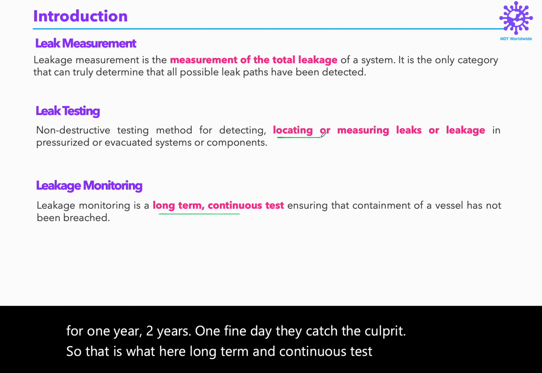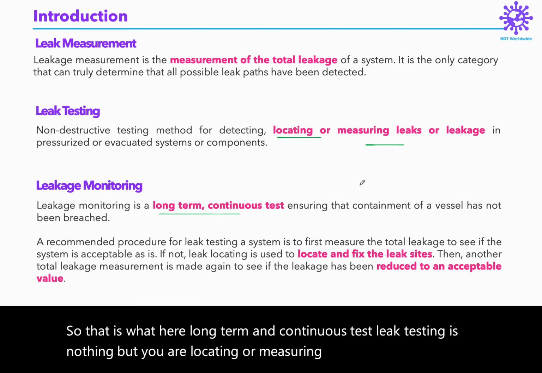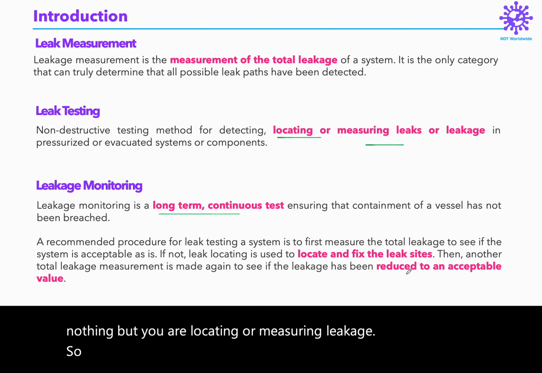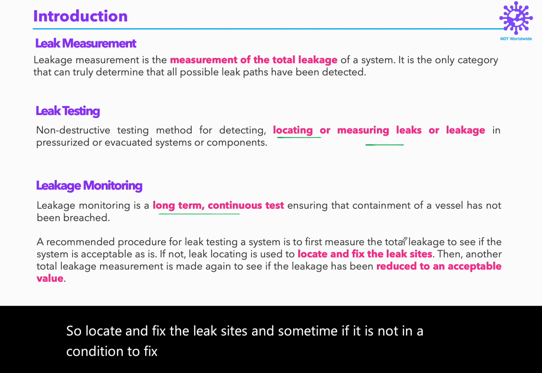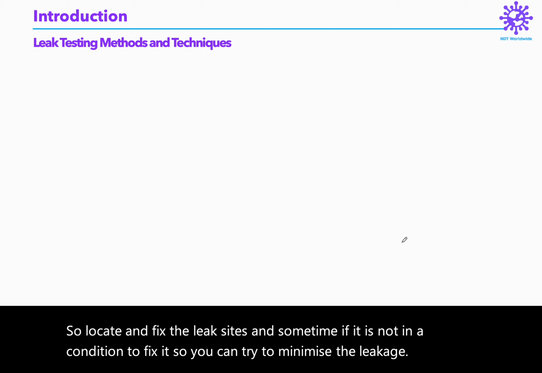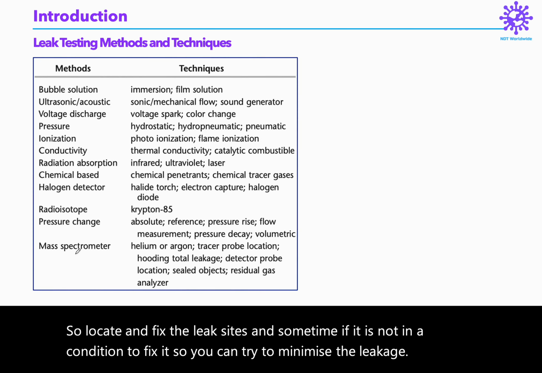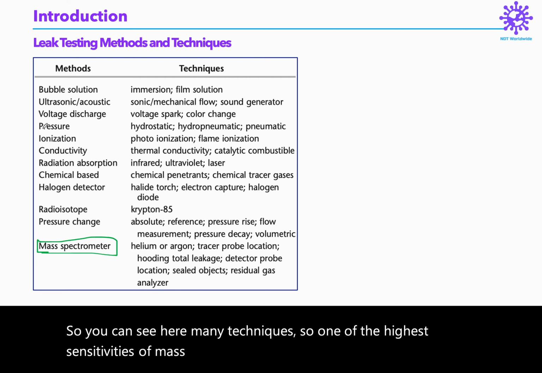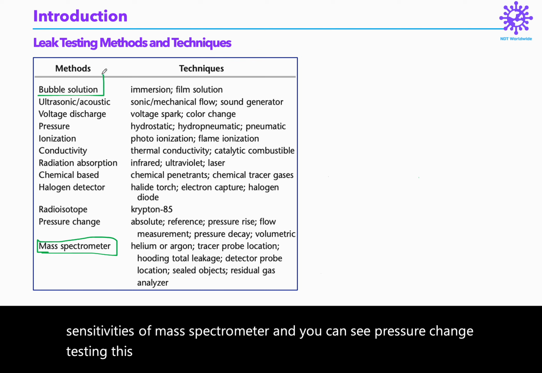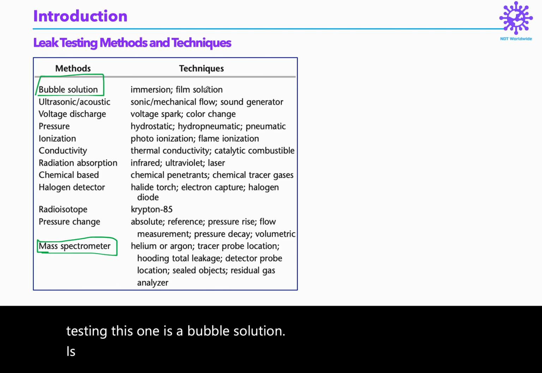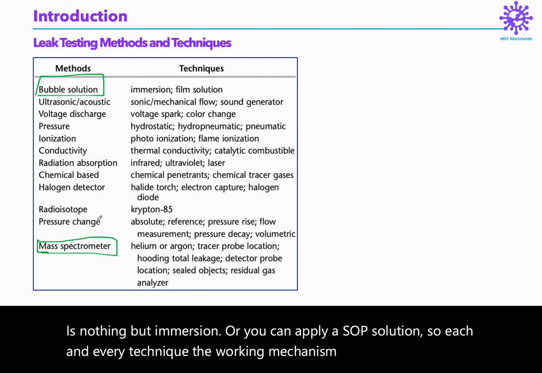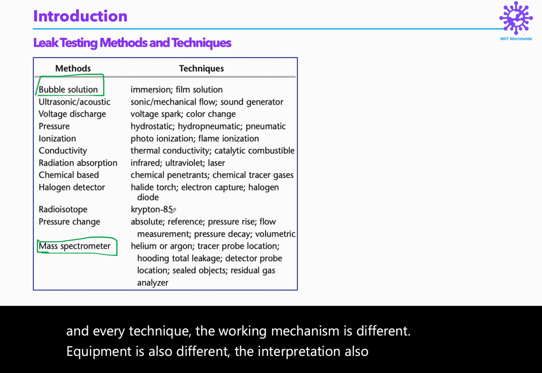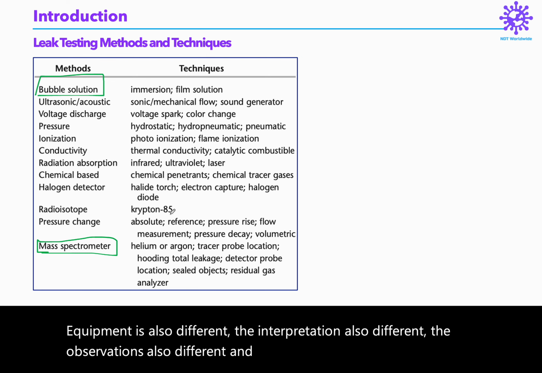Leak testing is nothing but locating or measuring leakage. So locate and fix the leak sites, and sometimes if it is not in a condition to fix, you can try to minimize the leakage. You can see here many techniques. One of the highest sensitivity is the mass spectrometer, and you can see pressure change testing. This one is a bubble solution, which is nothing but immersion, or you can apply a soapy solution. Each and every technique has a different working mechanism, different equipment, different interpretation, different observations, and different reporting requirements.